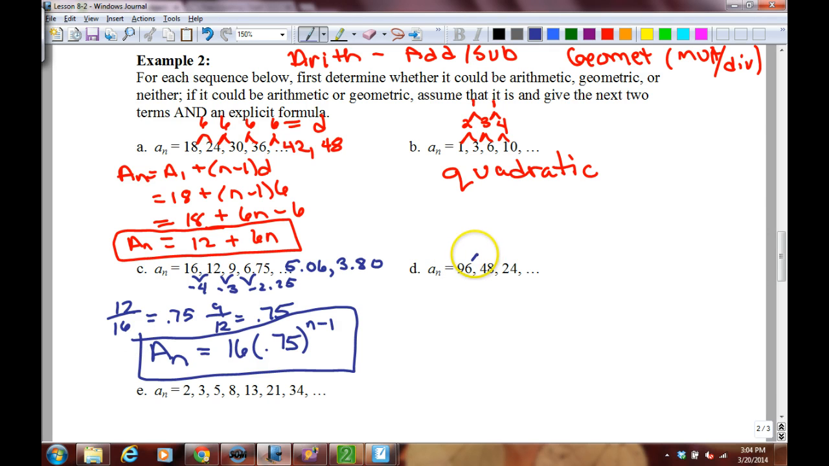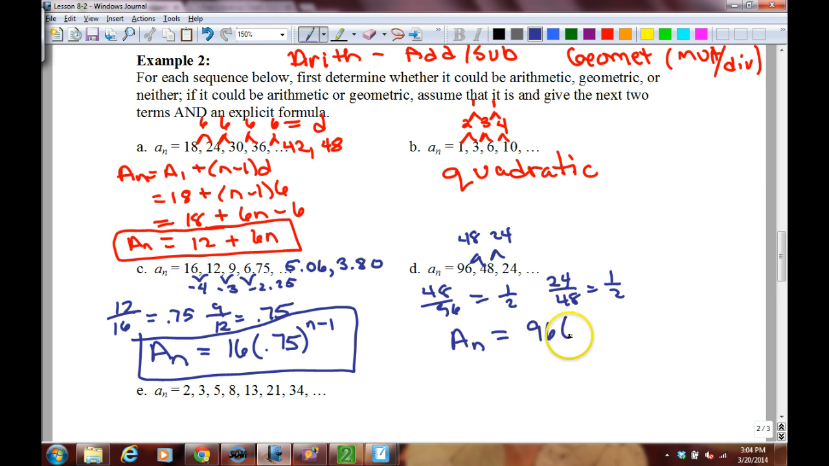How about this one? What are my differences here? Geometric by 2. Yep, it's geometric. It doesn't work out arithmetically. So if I did this 48 divided by 96, that's 1/2, right? Or 0.5. And 24 divided by 48, once again, that's 1/2. So you know it's geometric. So what is my explicit formula here? It would be a sub n equals 96 times 0.5 raised to n minus 1. Correct. Are we done? Almost.